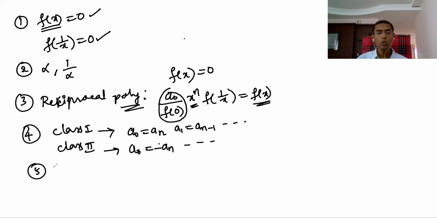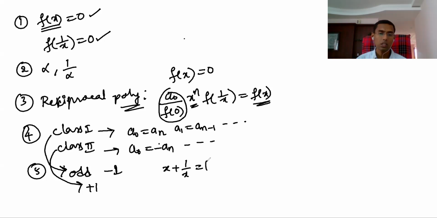Now fifth, how do you solve any reciprocal equation? Odd degree reciprocal equation of class 1, minus 1 is a root. Odd degree reciprocal equation of class 2, plus 1 is a root. So when odd degree is there, either minus 1 or plus 1 is a root. After solving that, you will get x power, that means an even degree reciprocal equation. When you have an even degree reciprocal equation, x plus 1 by x you have to take as t. Like this, you can very easily solve reciprocal equations of class 1 and class 2.